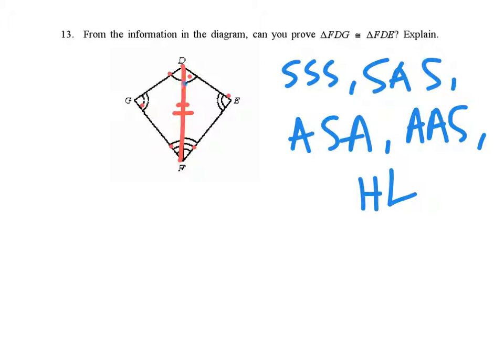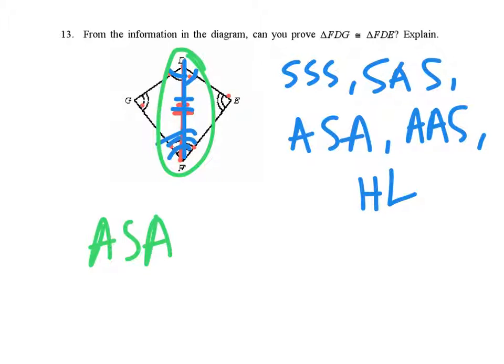So really, I know I have an angle on both sides, and then we have this side down the middle, and then we have this angle here. So really, my answer for this one's going to be angle, side, angle. Mostly because I know we have that congruent side right down the middle.